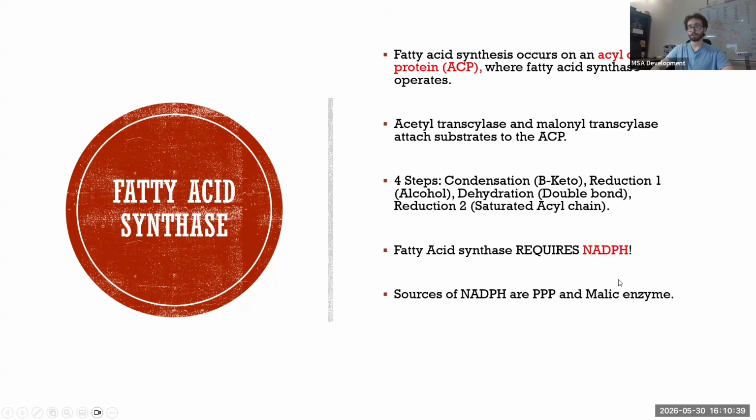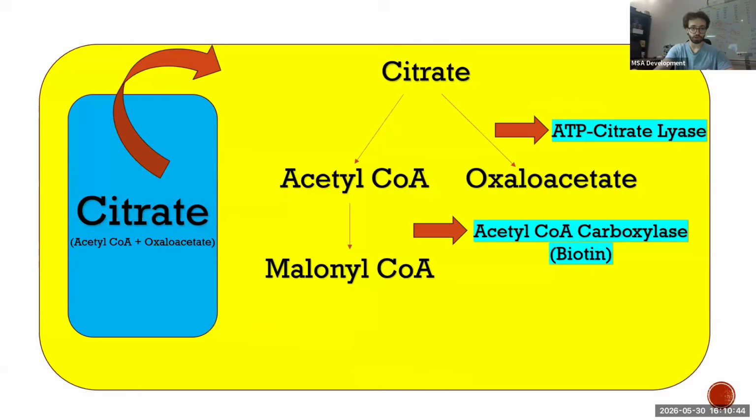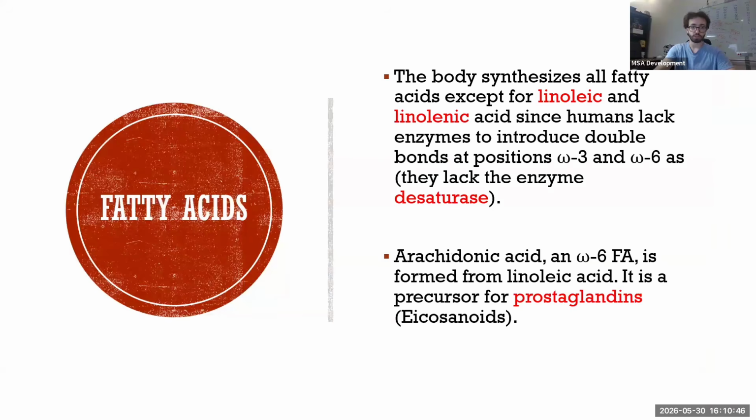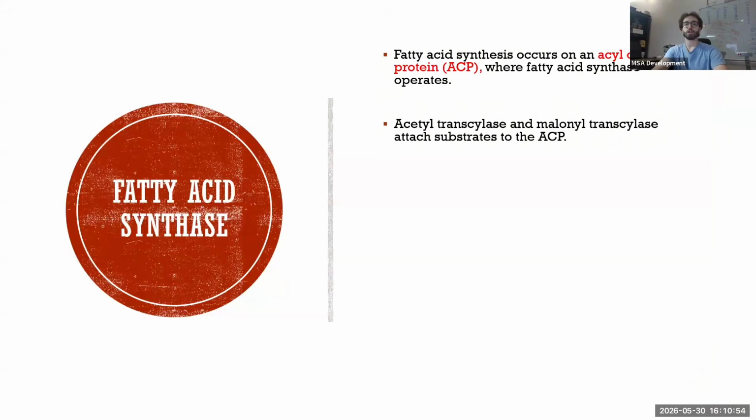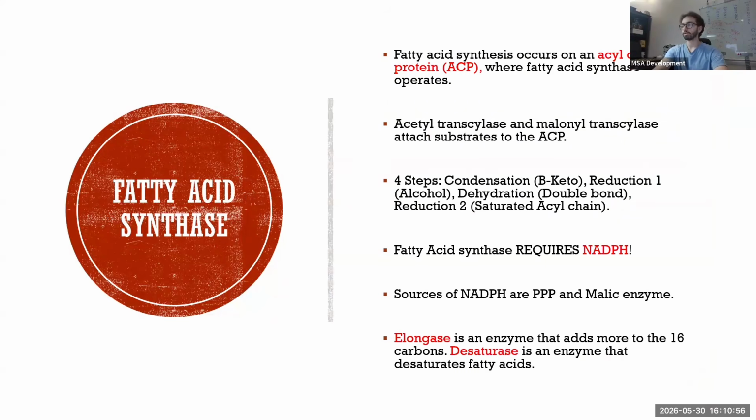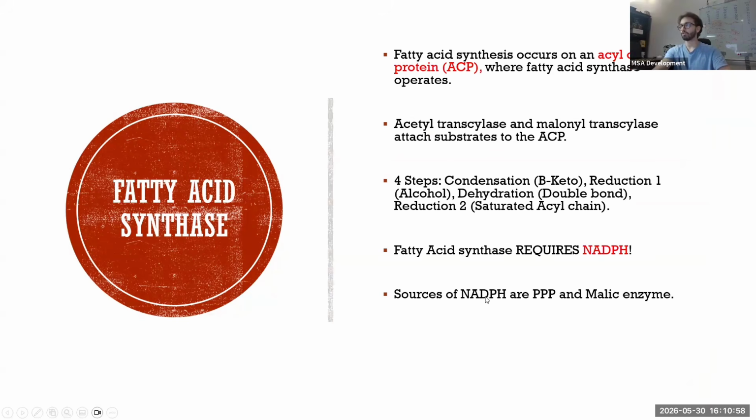Do you guys remember what the malic enzyme does? We mentioned it very early on. Sorry, I'm going back, but I just want you to understand everything. But we said it here. Malic enzyme is what takes citrate from the mitochondria to the cytoplasm in the very first step of fatty acid synthesis. Well, this malic enzyme will also give us the NADPH that's needed for fatty acid synthase.